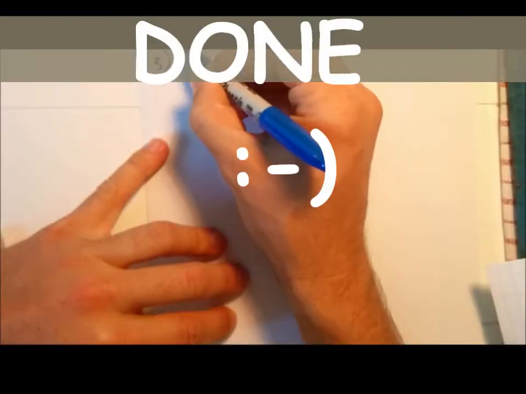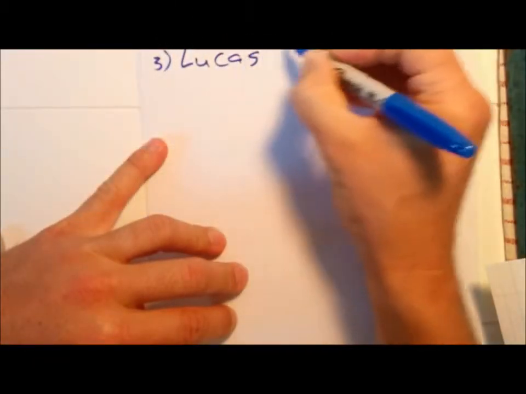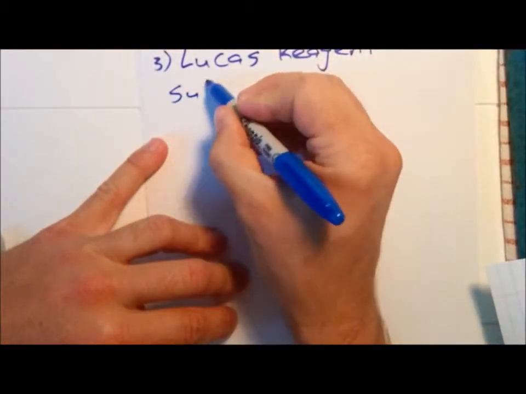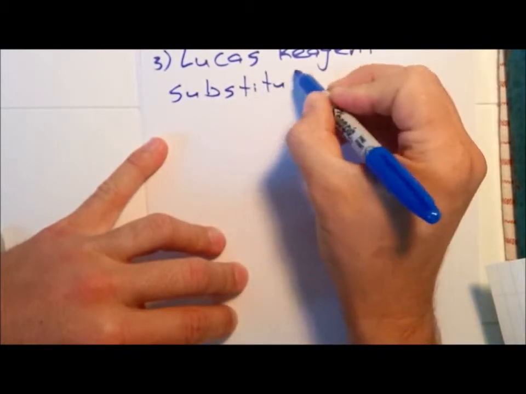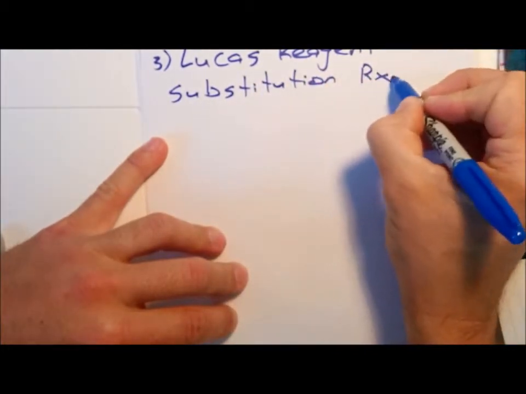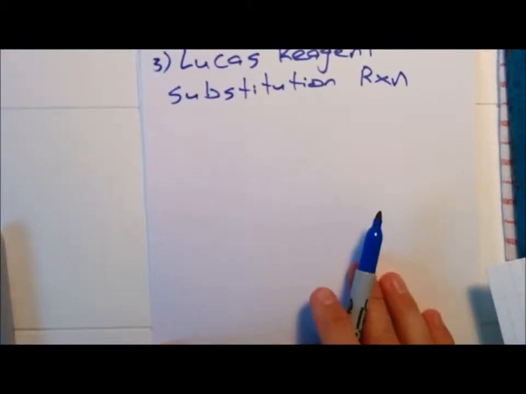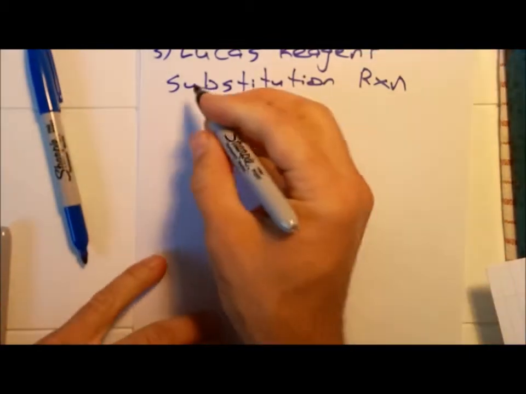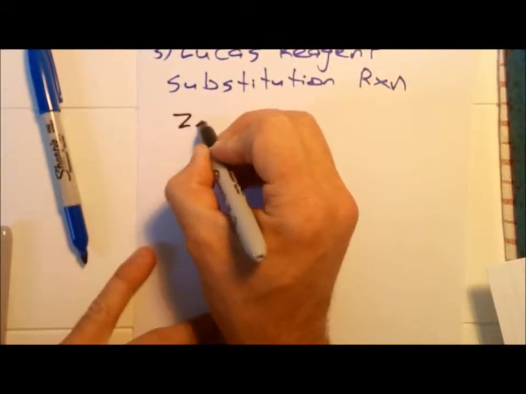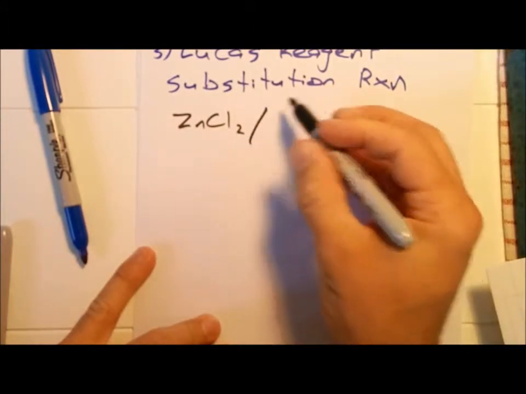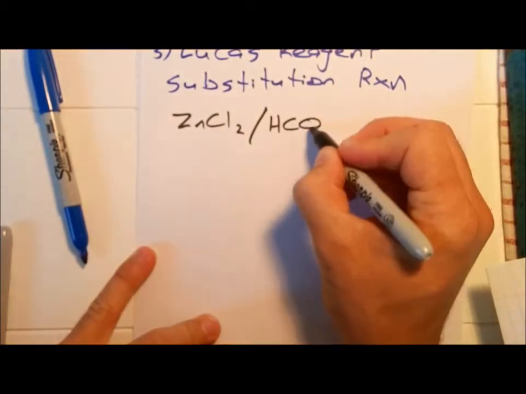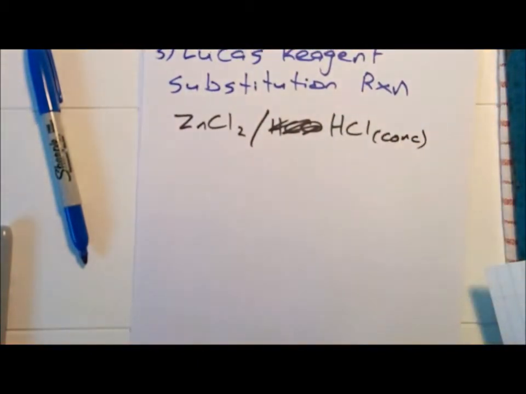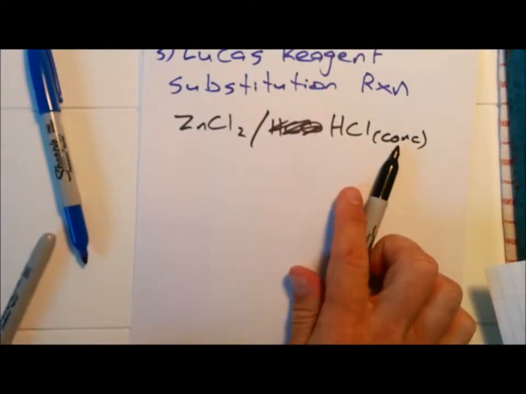The third type is called the Lucas reagent, and this is a substitution reaction, RXN standing for reaction. So Lucas reagent is made up of zinc chloride in a solution of concentrated HCl. So it's really important that you include the conc HCl.